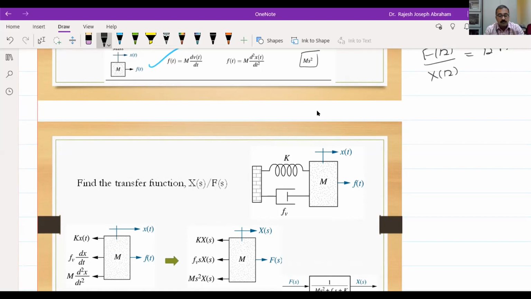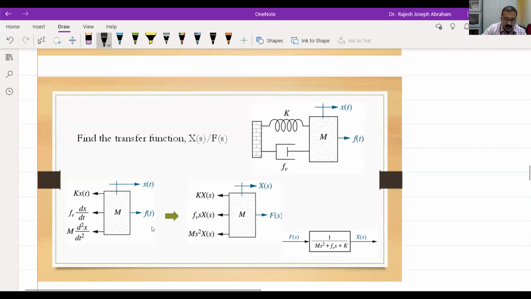So if you have any doubt, you can draw a free body diagram like this. f of t is towards the right side. The reaction force of the spring is to the left side, giving K into x of t. Then the reaction force in the dashpot will again be to the left side, giving the force Fv dx by dt. And due to mass, there is the reaction force m d square x by dt square. So we can do it in one go by taking the Laplace transform. We know K into x of t will be K X of s, Fv into dx by dt will be s Fv X of s, and m d square x by dt square will become m s square X of s. Right? So straight away, let us write the force equation.